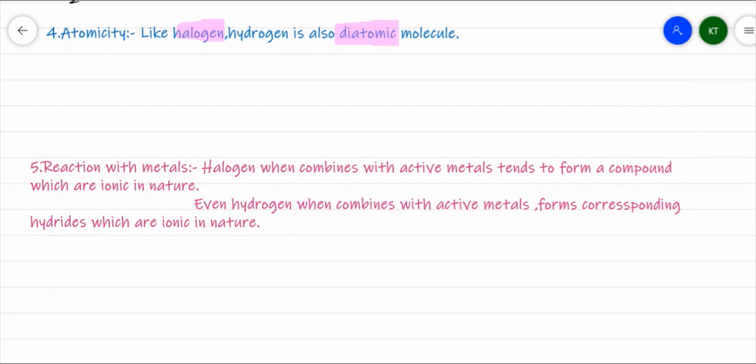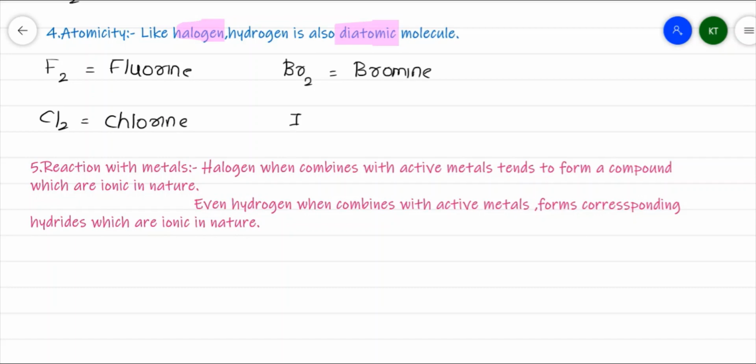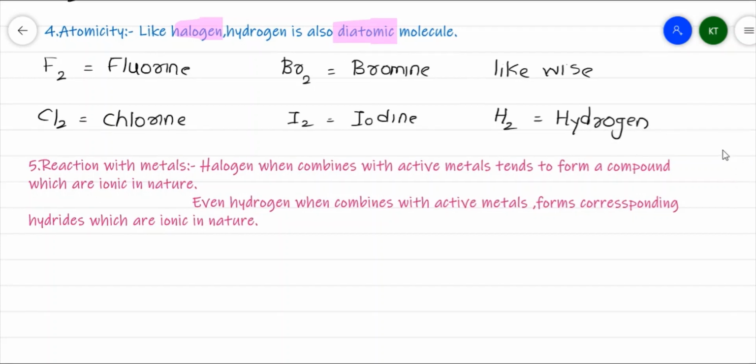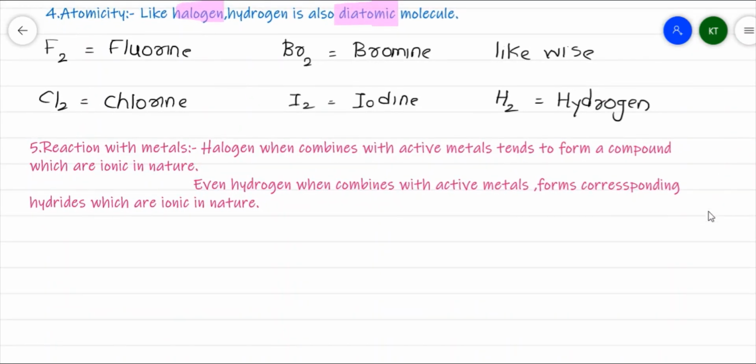So I have fluorine as F2, chlorine as Cl2, bromine as Br2, iodine as I2. Likewise, I have hydrogen as H2. Then next, this is about atomicity, that is the number of atoms in one molecule.